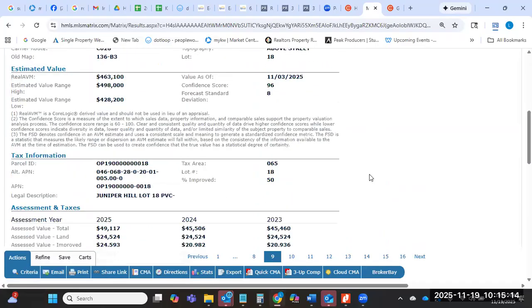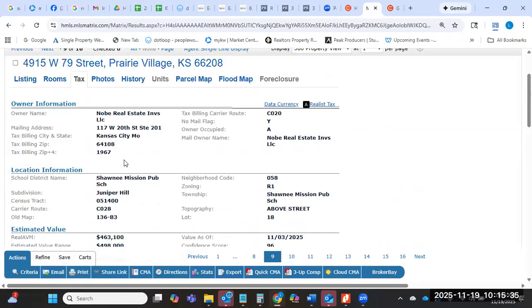And we come down here for our legal description. Juniper Hill, lot 18. Juniper Hill apparently only has 1 block, or otherwise we would have a block number in there, but this is our lot and block legal description. Pretty short and sweet. So we would copy and paste that.